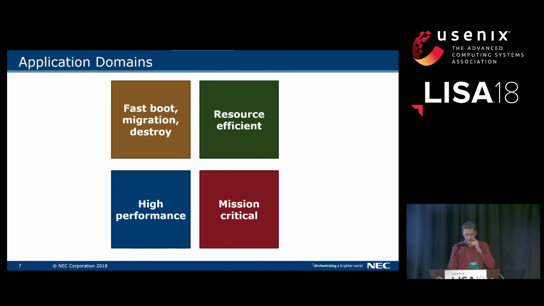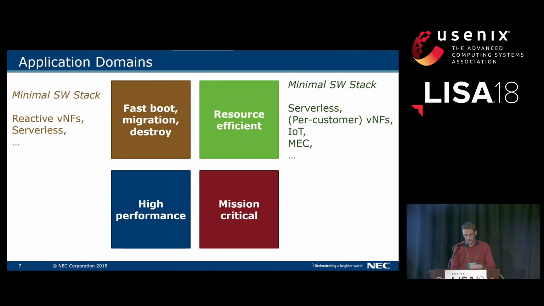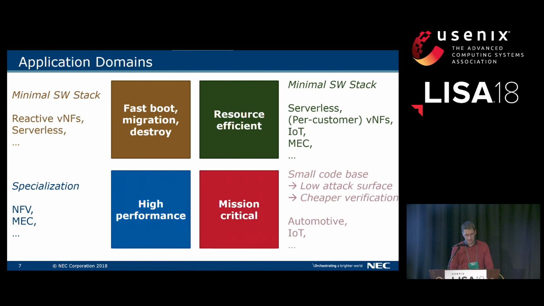To give you an example, fast boot and migration time, which comes from the minimal software stack, gives you the idea of reactive VNF, so that you boot the network function as soon as your first packet comes into the machine, or serverless. Resource efficiency is also good for serverless, per-customer network functions, IoT, and mobile edge computing comes up here. High performance comes from the specialization and tuning of these things: NFV, mobile edge computing, big players in here. And mission critical for things like automotive and IoT.